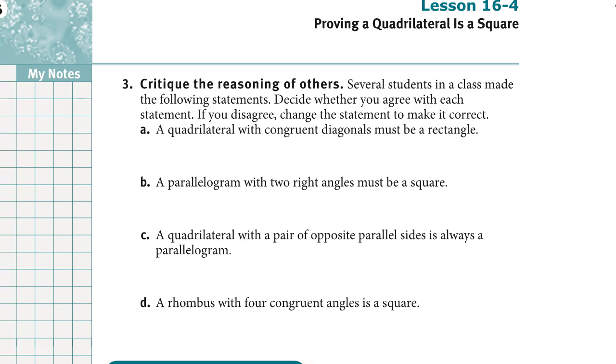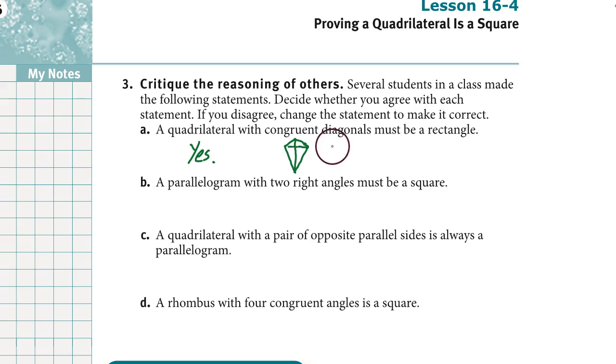Question 3. Several students in class make some statements. Decide whether you agree or disagree, and if you disagree, change the statement to make it correct. Let's do A together. A quadrilateral with congruent diagonals must be a rectangle. Yes, let's agree with that one. Think about different quadrilaterals. For example, one that we talked about was a kite. A kite does not have congruent diagonals. It is shorter across here than it is up and down.